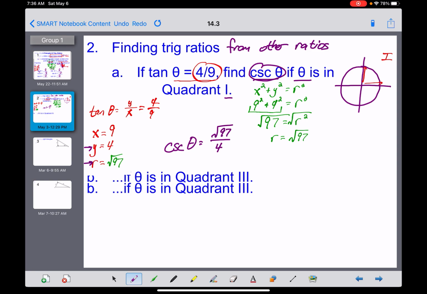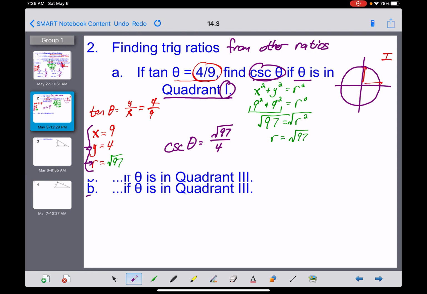Now, I didn't pay any attention yet to the fact that I said here that theta is a first quadrant angle. And what's great about the first quadrant, as we said, is that everything is positive there: x and y, so both cosine and sine, and tangent as well. So these are the correct values of x, y, and r if we're in quadrant 1.